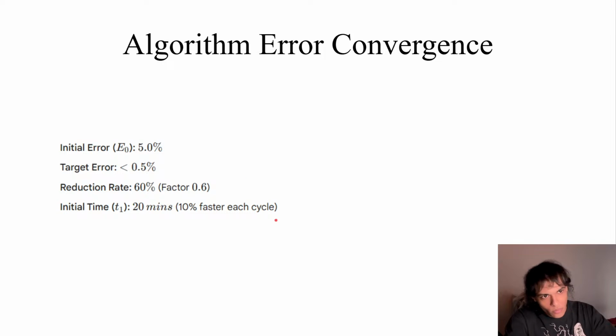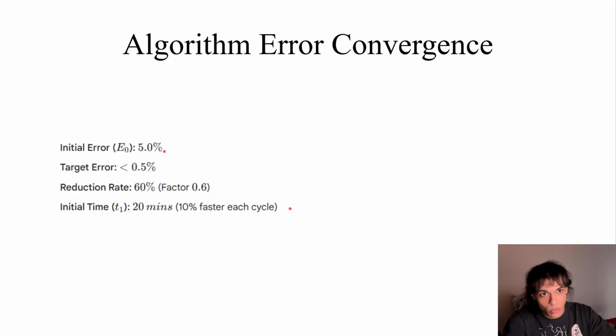Okay. So the givens here are the initial error, which is 5%, and then our target is to decrease the amount of error to 0.5%, or less than 0.5% actually. And then the reduction rate that we are given is 60%. And the time, we're going to do this later, is 20 minutes and 10% faster each cycle. Okay, so what does this tell us? This can help us formulate a formula.